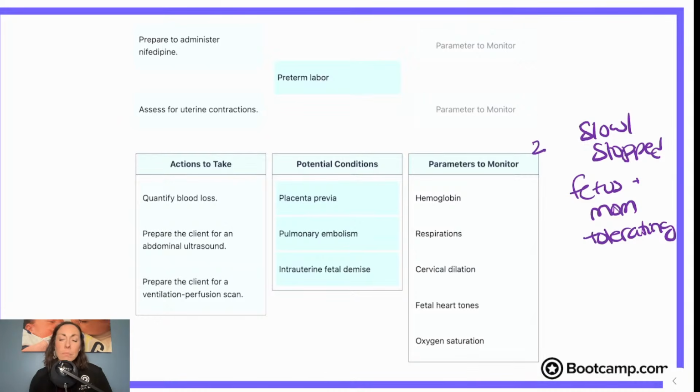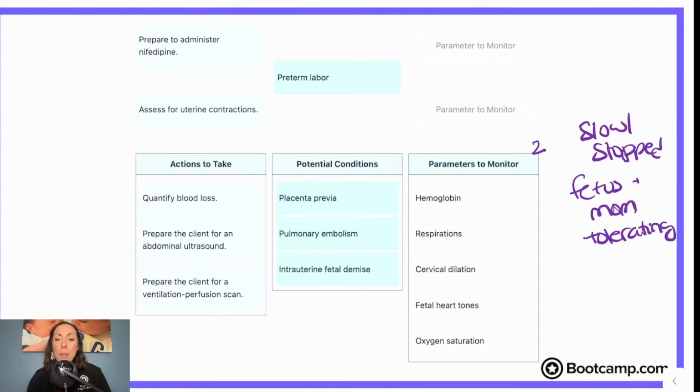Hemoglobin. What's this going to tell us? Our hemoglobin is going to tell us our blood volume, right? Going to look at, see if we've lost too much blood. It's going to let us know if we're low on those red blood cells. Great for clients with heavy bleeding, like postpartum hemorrhage. We would definitely want to monitor this if it was previa, right? Yeah, if we were quantifying blood loss.